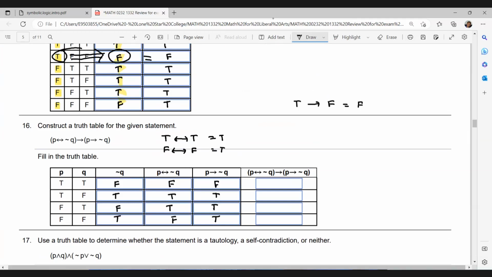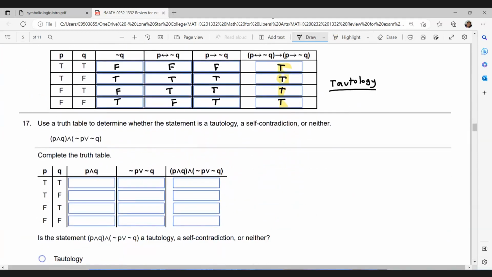And then they want us to take this column here, connected with this column here, using a conditional. So in this case, again, this is the only way a conditional is going to be false. This will be true, this will be true, this will be true. Oh, that's interesting. Every single answer here is true. Therefore, this must be a tautology.